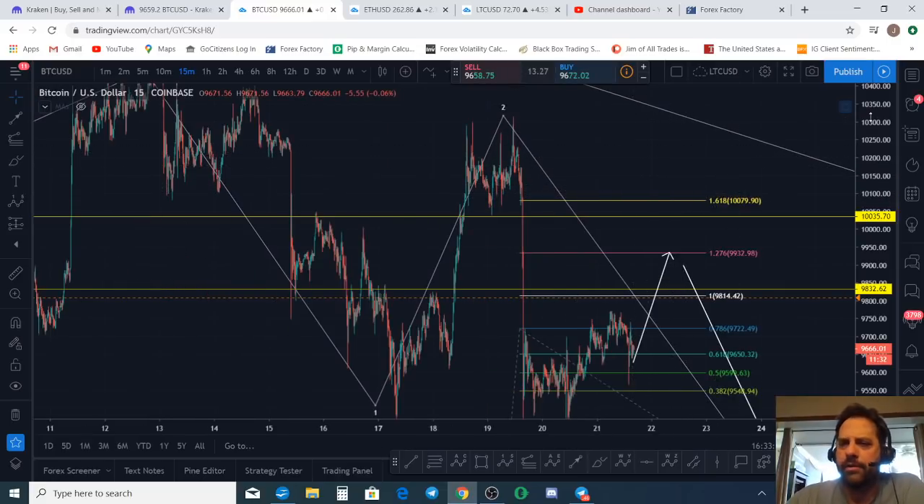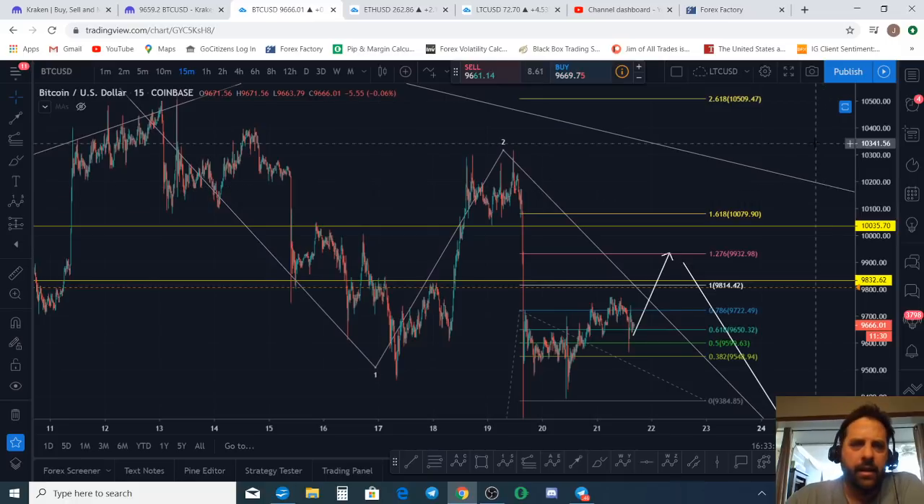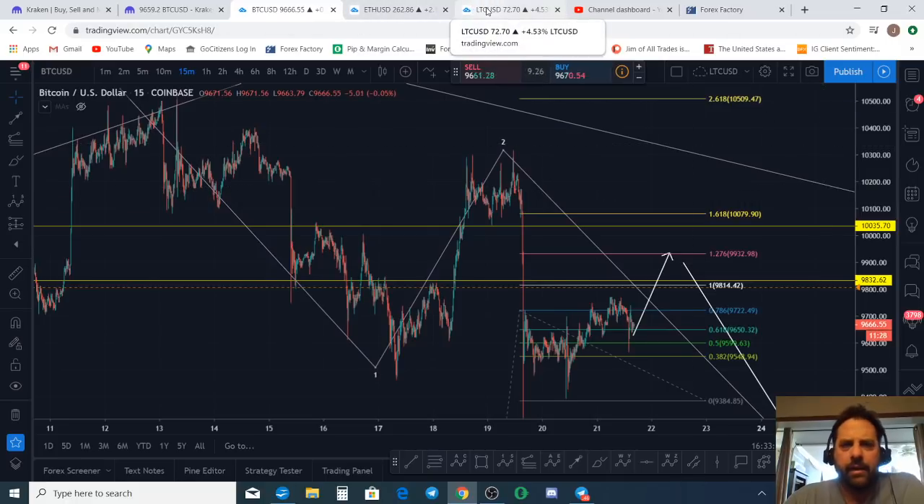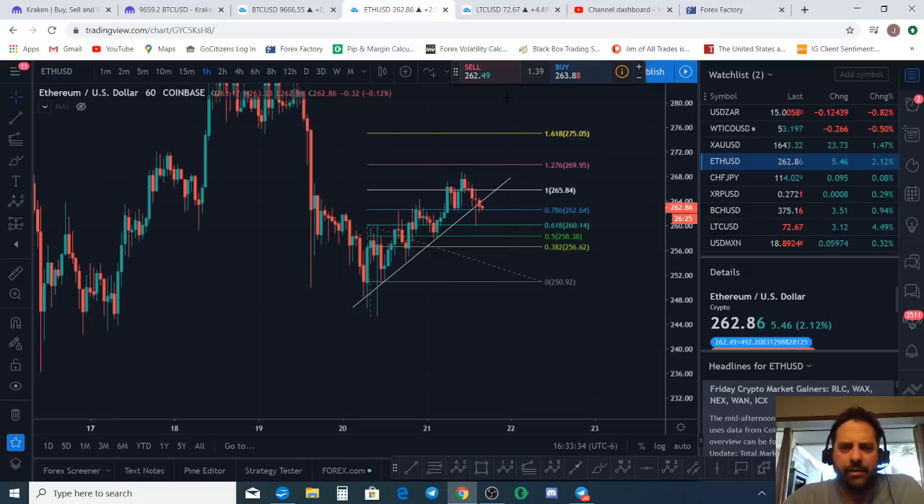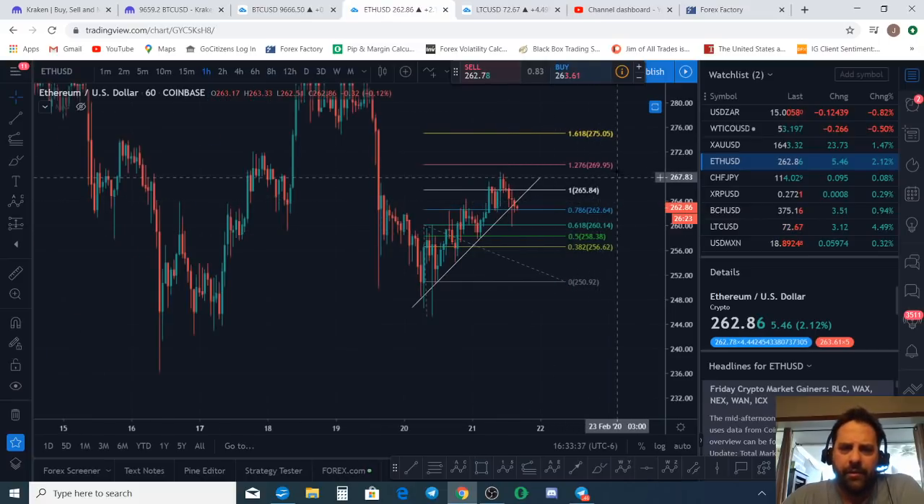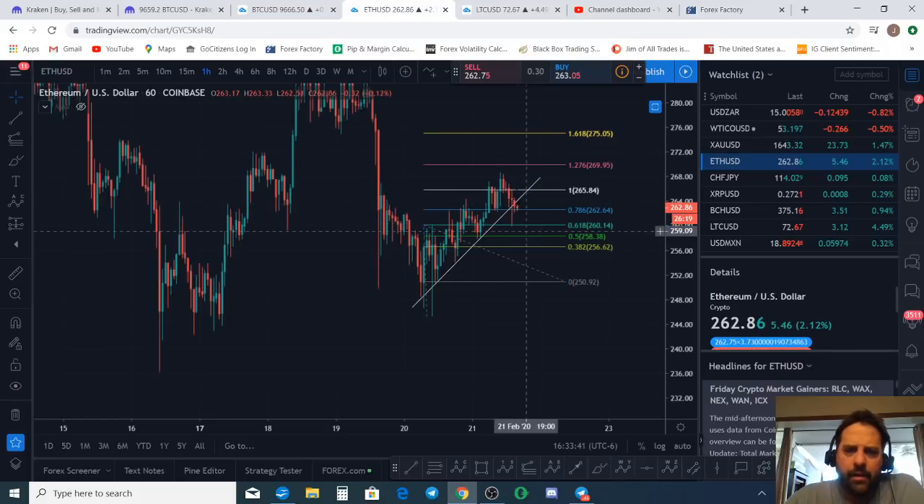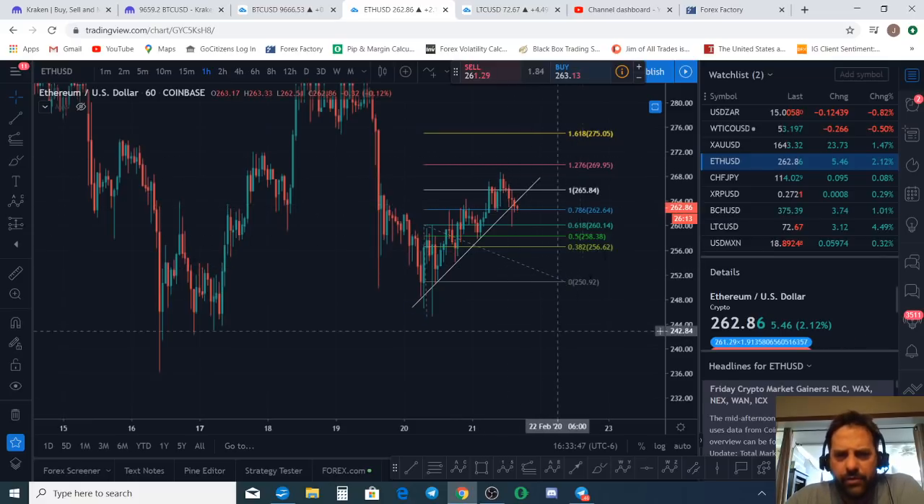All right, well, there's your Bitcoin update for this Friday. Hope that helps you. Litecoin and Ethereum are doing much the same thing. I do have upside targets here; Ethereum's got 269. We are threatening to break the structure now, so be careful with that. We might have some downside before up, or we might just go straight down.